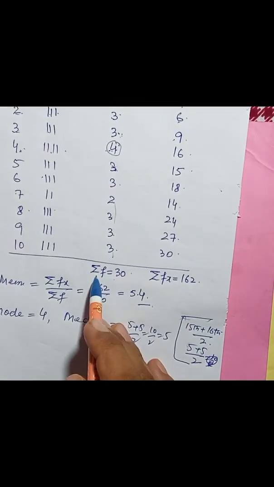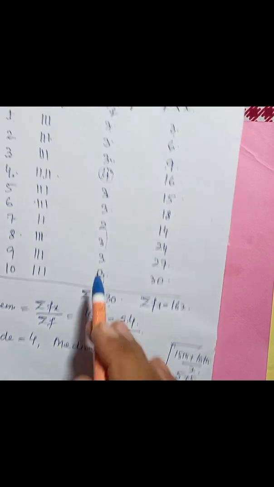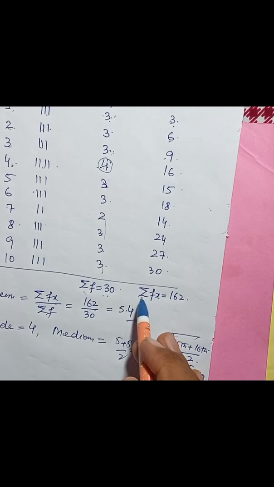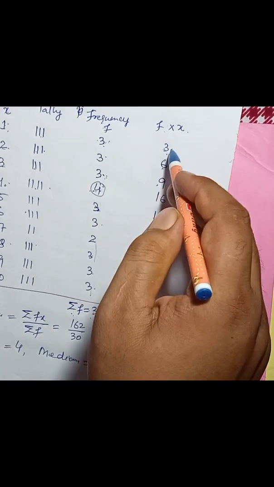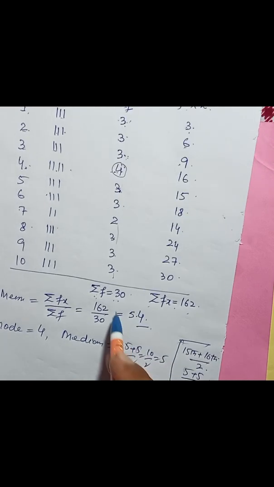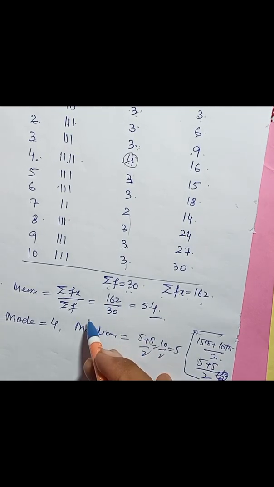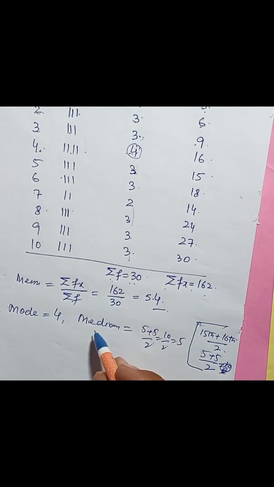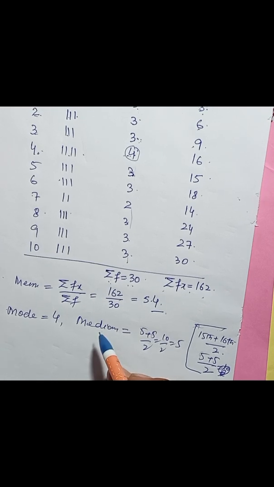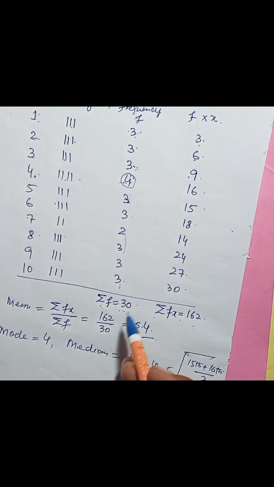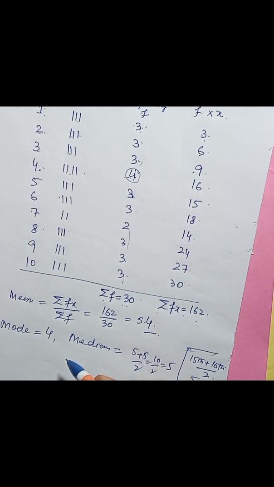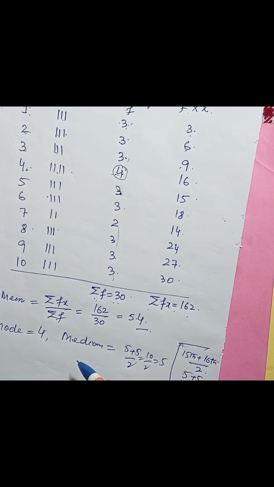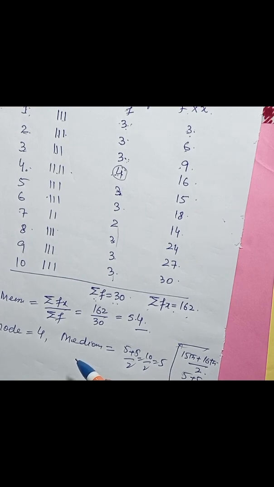Then finally you will find sigma F. What is the value of that? It is the sum total, the addition of this column. Then afterwards you will find sigma fx, that is the sum total addition of this. Then you can easily find the mean. What is the mean? That is sigma fx divided by sigma f. Then you have to find the mode. What is the mode? Mode is the number which has the highest frequency. And you have to find the median. Median is the mean of the 10th and 11th term.